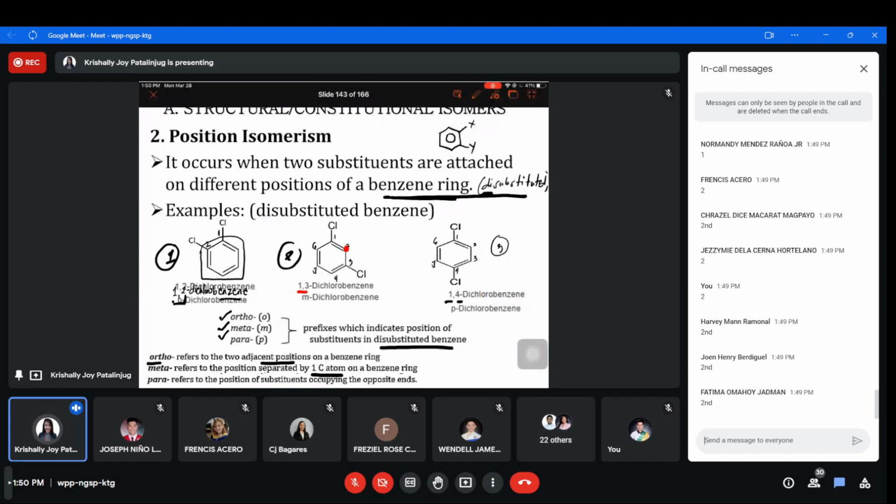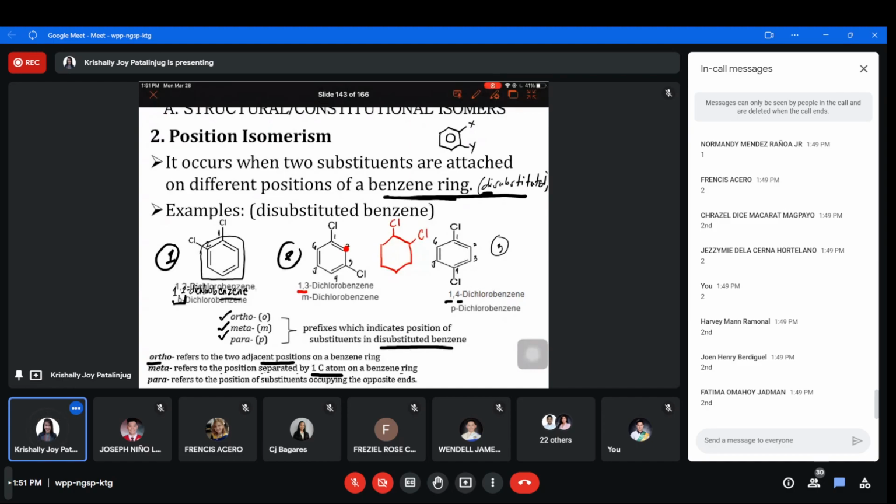So ako lang klaruhon, class, ha. This ortho meta para prefixes, these are only applicable to di-substituted benzene ring. Make sure benzene ring. Kasi kapag cyclohexane, may dalawang chloro, you cannot use ortho meta para in this case. Kasi it is not a benzene ring. The parent here is cyclohexane, not benzene. Okay, so you have to be careful when you apply these prefixes, ortho meta para.